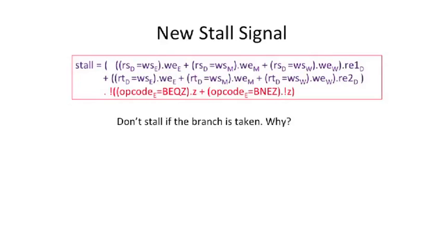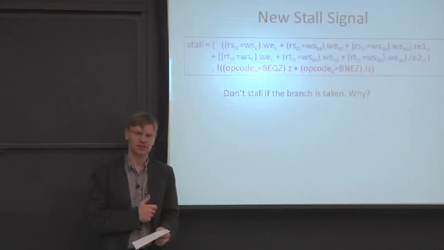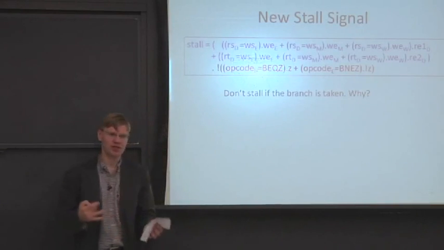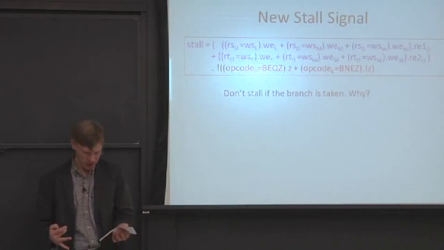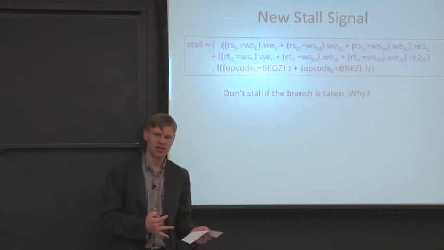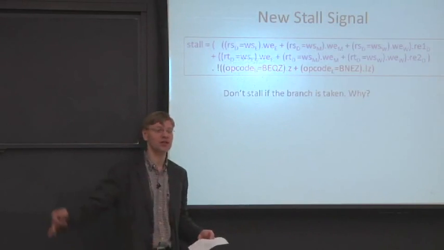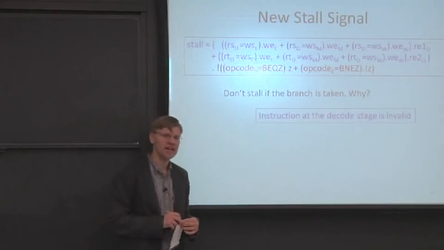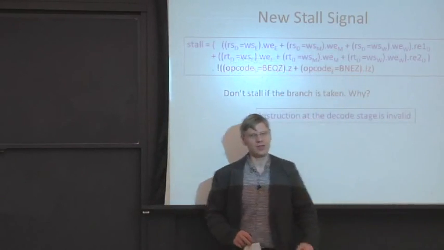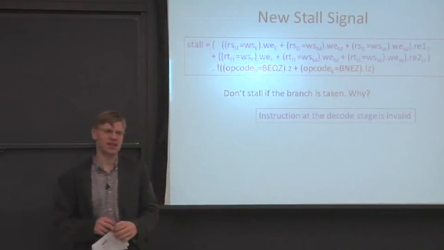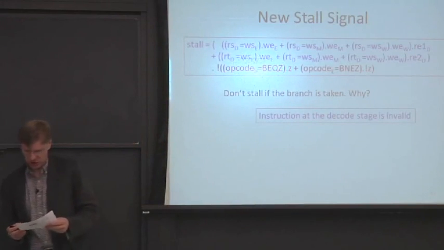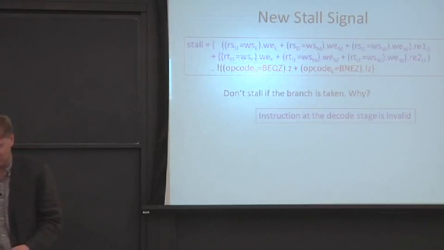And why don't we stall if the branch is taken? It's the same question we had on the previous slide. You have a branch, it's happening. If we stall the front of the pipe, the instruction in the decode stage has to be unstalled to get that out and to clear it out. So the instruction in the decode stage is now invalid, so we don't want to pay attention to any of the stall information. It's just like a red herring, a piece of information you shouldn't be paying attention to. So you want to have the instruction in the decode stage be turned into an invalid instruction.